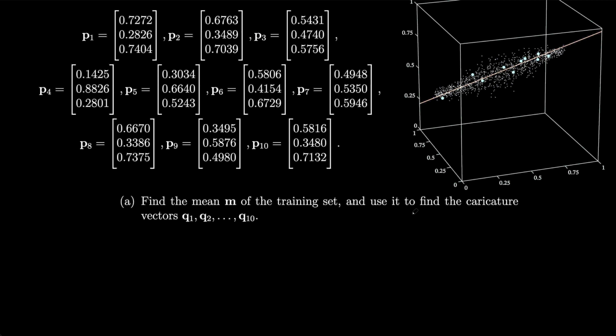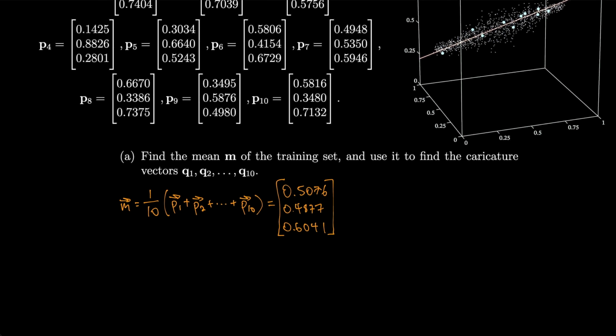So first we'll calculate the mean vector m by just taking 1/10 of the sum of these vectors, because there's 10 of them. So 1/10 of p1 plus p2, and so on, through p10. That'll give us the mean vector. And using a calculator, I got 0.5076, 0.4877, 0.6041.